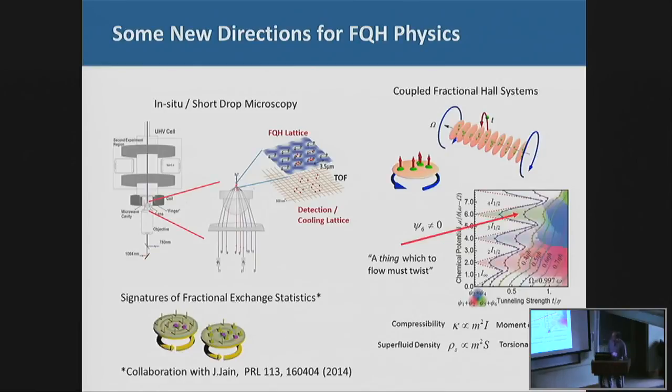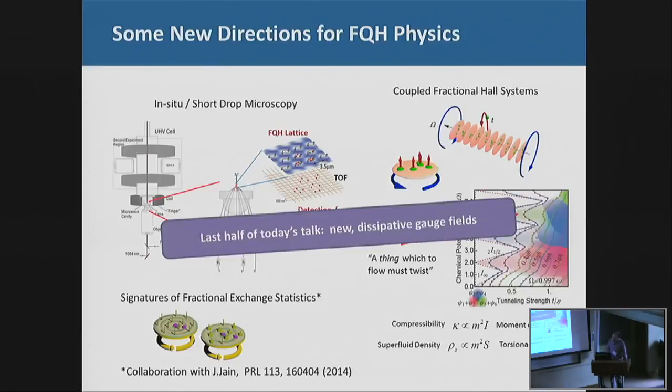And then finally, I'm not going to talk about this very much, but we've also looked at signatures of fractional exchange statistics. We have a collaboration with Jainendra Jain, which shows that there are ways of measuring fractional exchange statistics without actually getting in there and doing interferometry sequences. This is basically to measure a fractionalized relative angular momentum between impurity atoms that are introduced into the droplets. Okay, but that's not what I want to talk about for the last half of the talk.